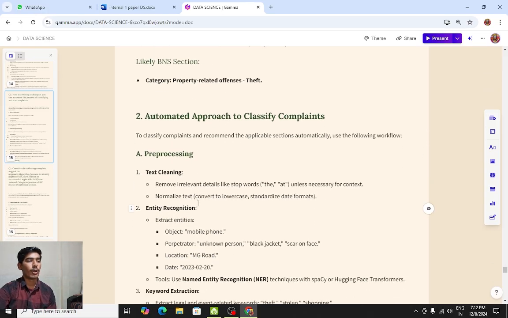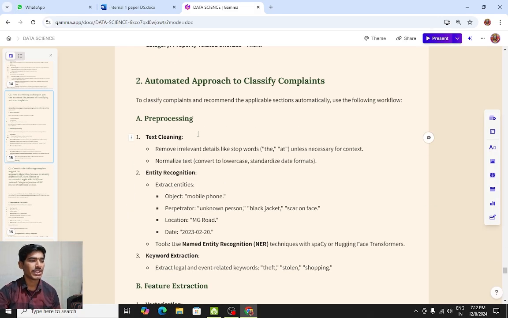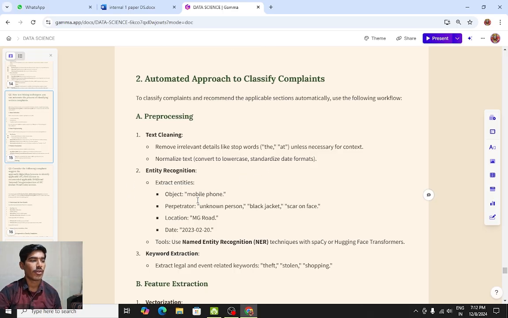Now the second is the automated approach to classify the complaint. To classify the complaint and recommend the applicable section automatically, use the following workflow. The first is pre-processing. In pre-processing, text cleaning is the first point: remove irrelevant details like stop words, unless necessary for the context. Normalize the text: convert to lowercase and a standardized data format.